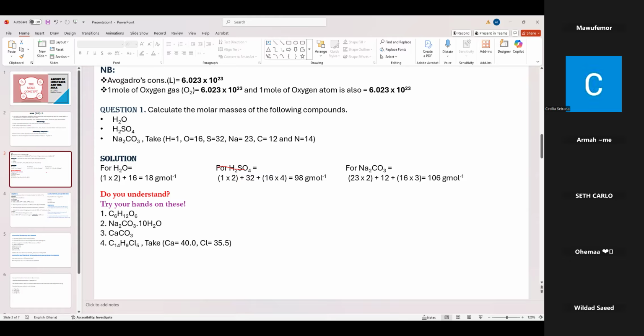So you take your number of hydrogens, which is seen by the subscript 2, so 1 by 2, and then plus the next atom, which is sulfur. The relative atomic mass for sulfur is 32, so plus 32. Then plus 16 by 4: 16 for that of oxygen, and then you have 4 times that atom, so 16 by 4, giving us 98 gram per mole.